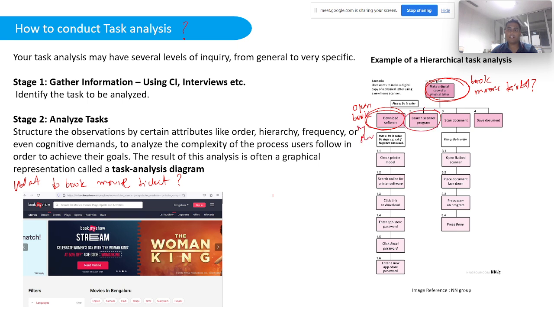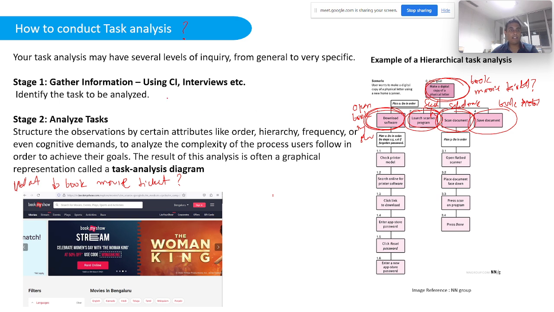Then the next set of activities is search for movie, and then select movie, and then book ticket. Now these are the four tasks that a user has to perform in order to book a ticket.